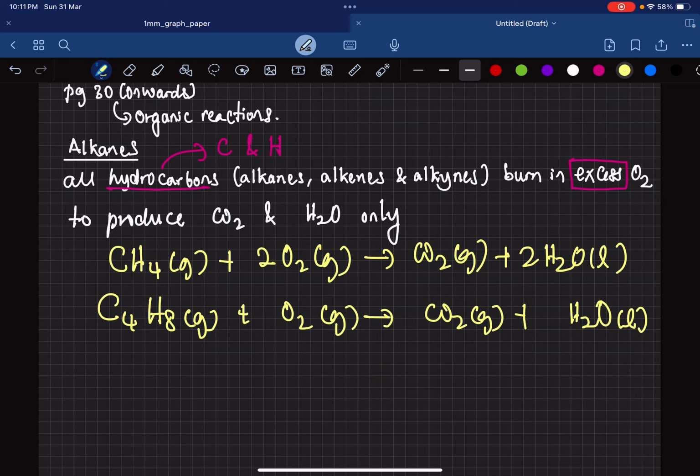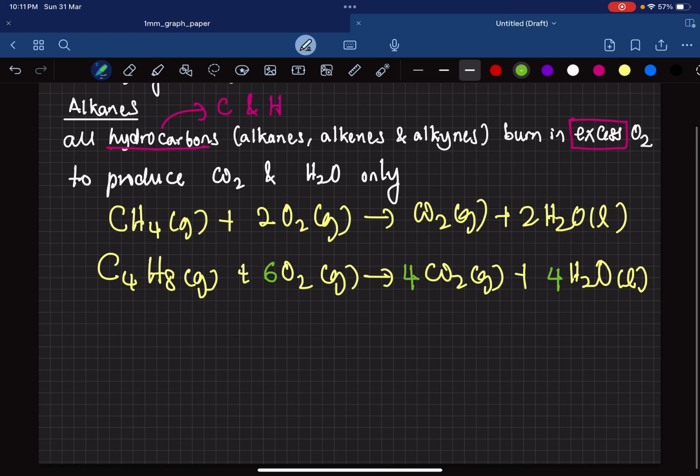So what I see is 4 carbons here, so I'm going to put 4 carbon dioxide here. And I see 8 hydrogens here, so I'm going to put 4 water here. That leaves me with 4 times 2, 8, plus 4, so that leaves me with 12 oxygens. So I'm going to put 6 here. Is that correct? 12 oxygens on my left. I have 8 oxygens here, another 4 there, 12. All right, so balanced. So in excess oxygen, we always get carbon dioxide and water only.